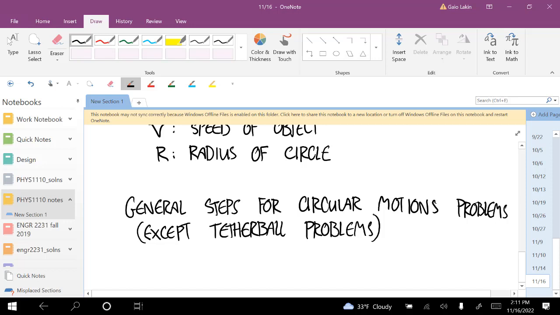For those types of problems where something's swinging around in a horizontal circle, like parallel to the ground, like a merry-go-round, and the only force applied, or the only contact that anything's making with it, is a cable, there's an easier way to approach those. So you just have to remember to use a different approach for that. Everything else is going to follow this set of steps, okay?